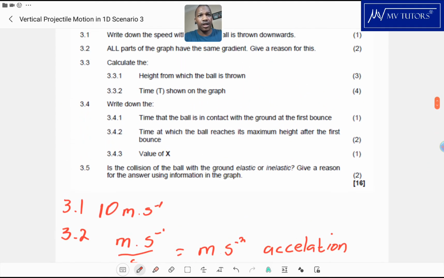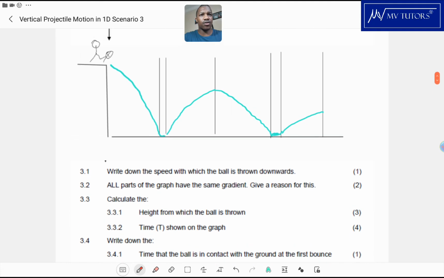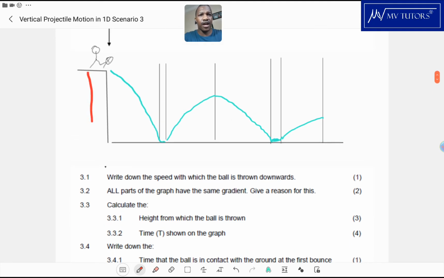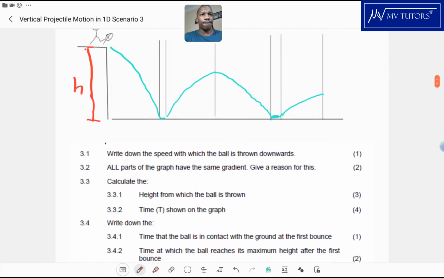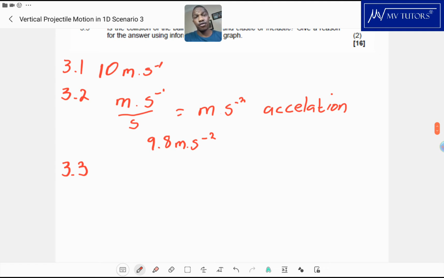The next question says, calculate the height from which the ball is thrown. So they want to know what this height is. This height here is the height we are looking for. We need to get a formula. In choosing formulas, there are many you could choose from. You just choose the one that you think is easiest, the one that has all the variables given. So I'm just going to go ahead and choose one formula.